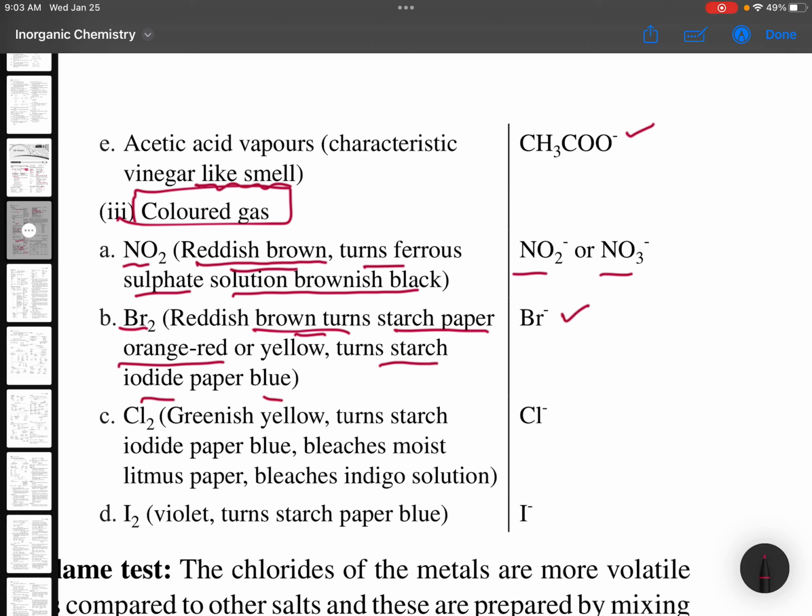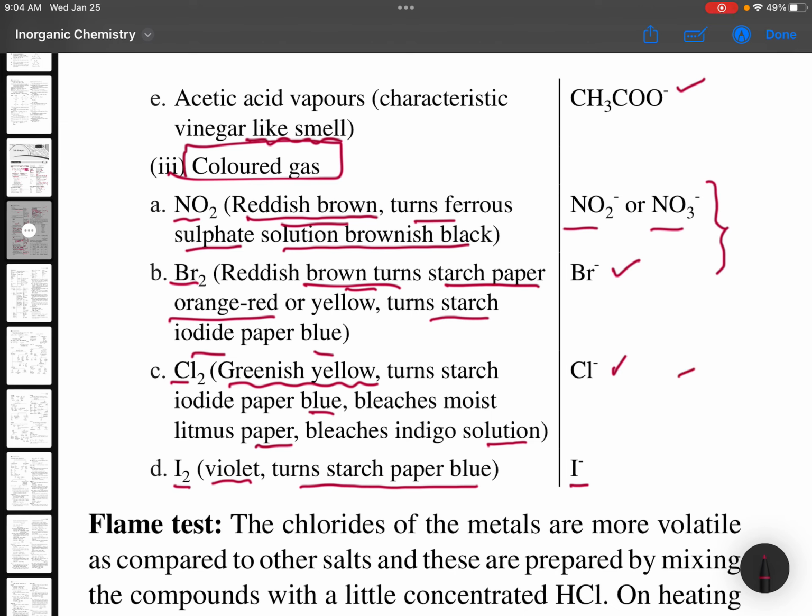That's bromide. Chlorine is a greenish yellow gas, turns starch iodide paper blue, bleaches moist litmus paper and indigo solution; that is chloride. But in your laboratory, you will get maximum these two. Iodine, I-, violet, turns starch paper blue. Flame test and all will go in video 2.